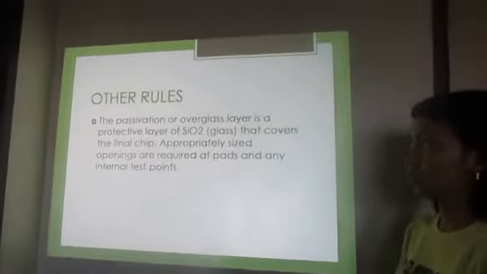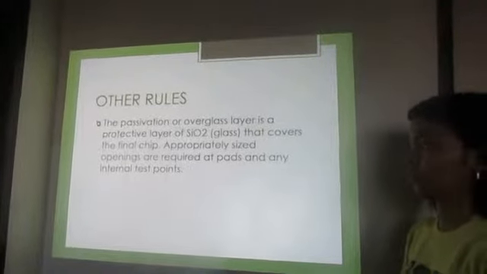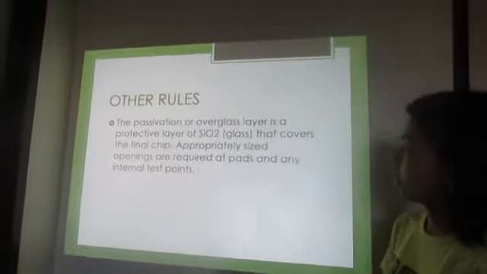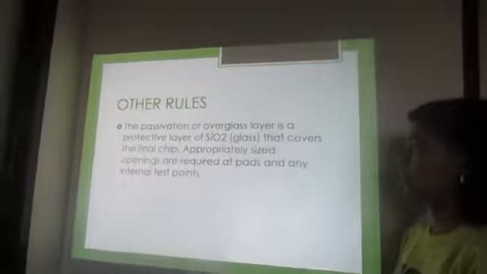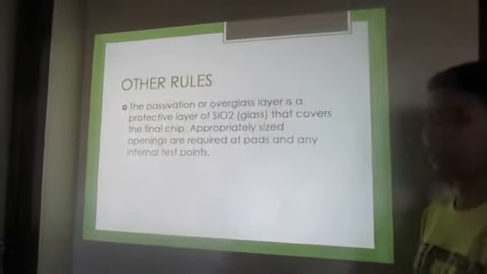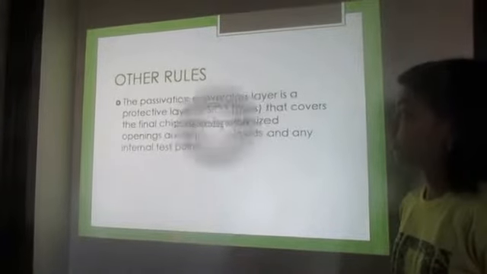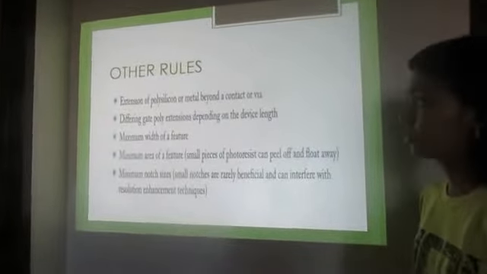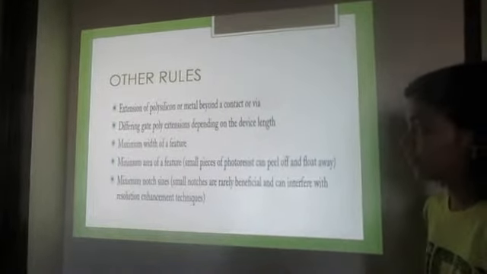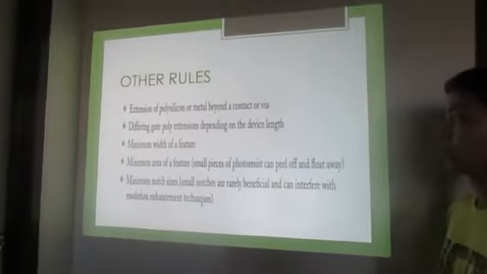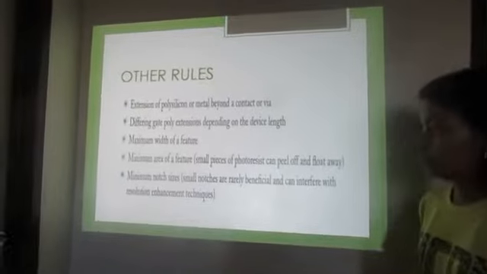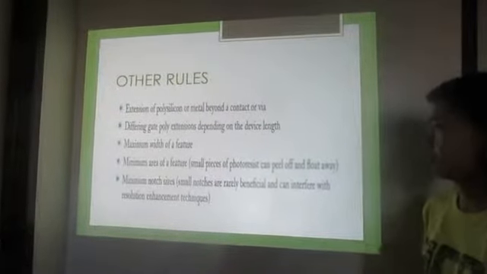So, last but not the least, the other rules. The passivation or overglass layer is a protective layer of silicon dioxide that covers the final chip. Appropriately sized openings are required at pads and any internal test points. These are the other rules: the extension of polysilicon or metal via no-contact, differing gate poly extension depending on device length, maximum width of a feature, minimum area of a feature, and minimum notch sizes.